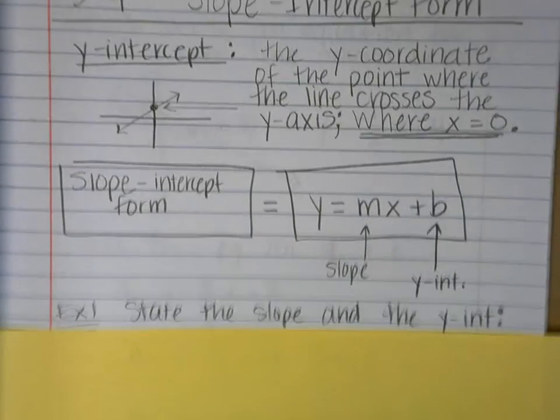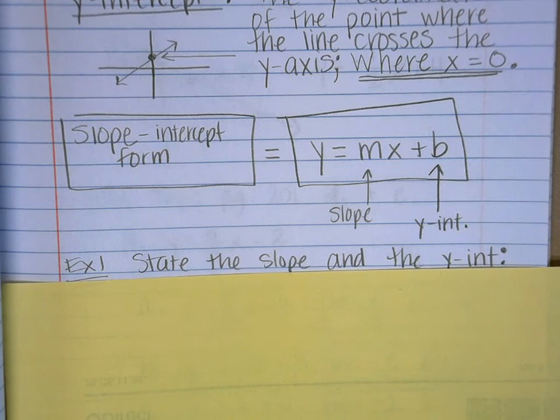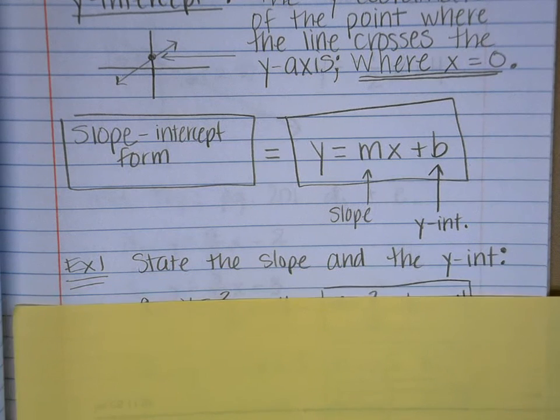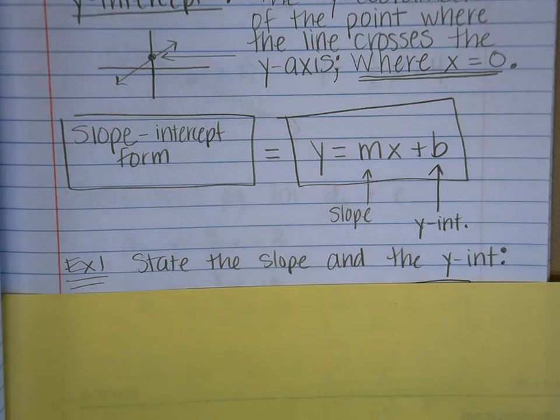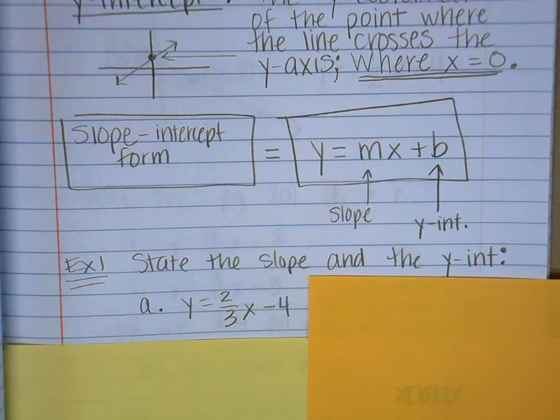Okay, so the first example. State the slope and the y-intercept. It'll give you an equation. I'll show you. So we need to find the slope, which is m, and the y-intercept, which is b. And you can see there's a negative in there, and that's okay.